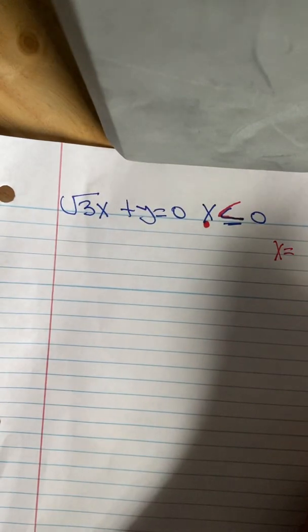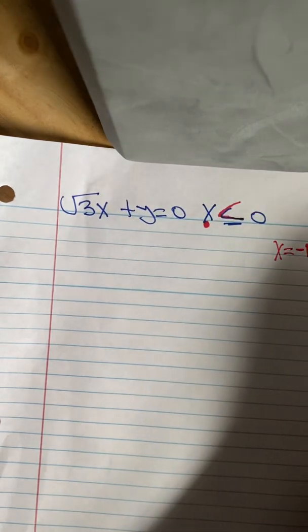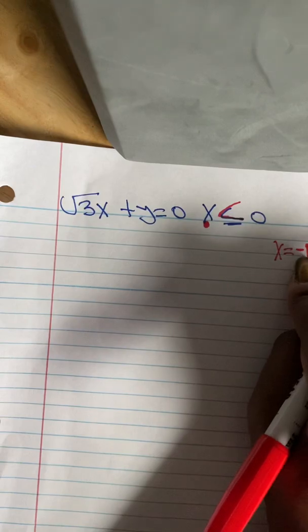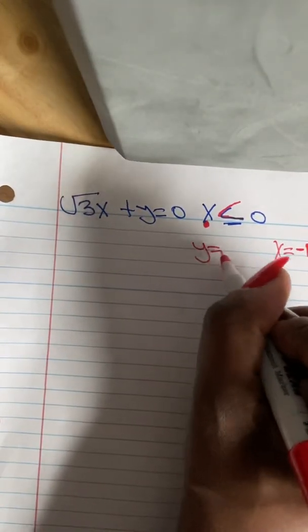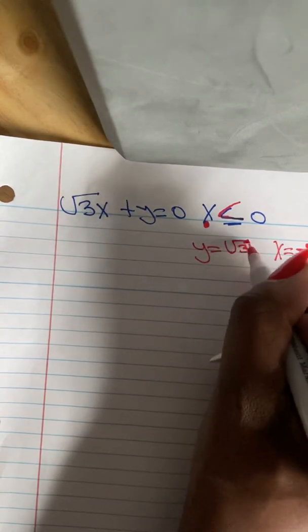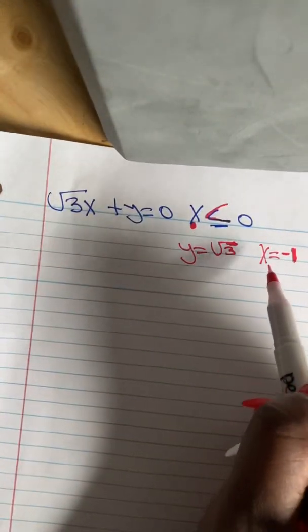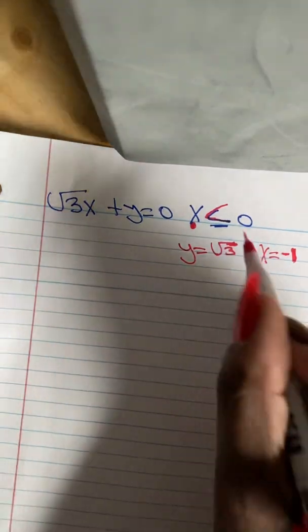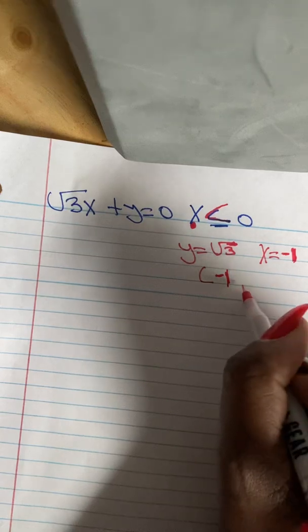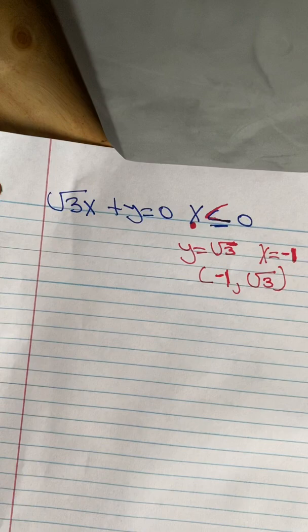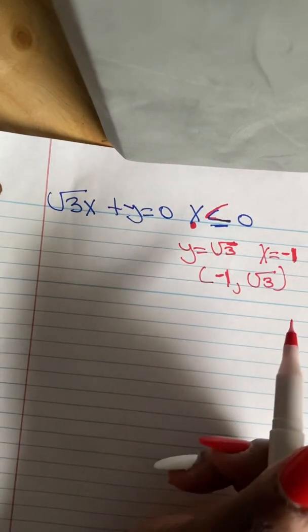Okay, so if x were to be less than or equal to 0, we can say x is equal to -1. If x is equal to -1, then y is equal to square root of 3. So we have found the 2 points on the graph. Y is equal to square root of 3, x is equal to -1. So the points are -1 and square root of 3. This is the point on the graph. It's square root of 3 and -1.